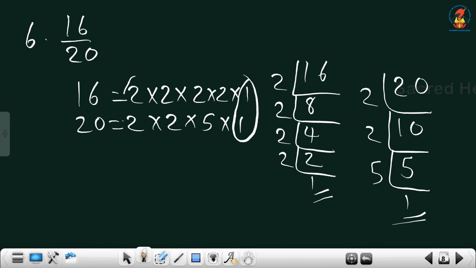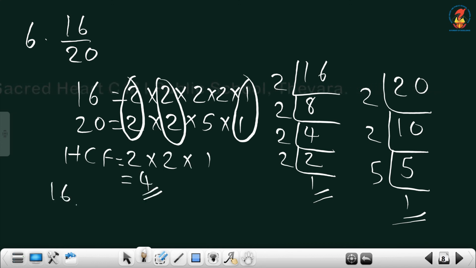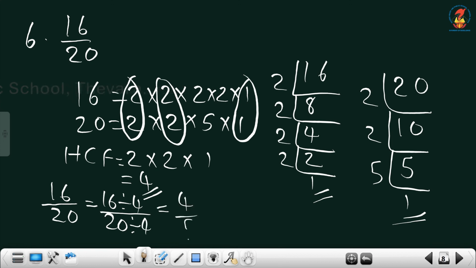1 is the common factor. Then this 2 is the common. Only this much, children. Okay. Then HCF is what? We take the common numbers in both for HCF. 2 into 2 into 1. That is 4. After that, how can I make it lowest term? 16 by 4 divided by 20 by 4. I will get what? 4 by 5.